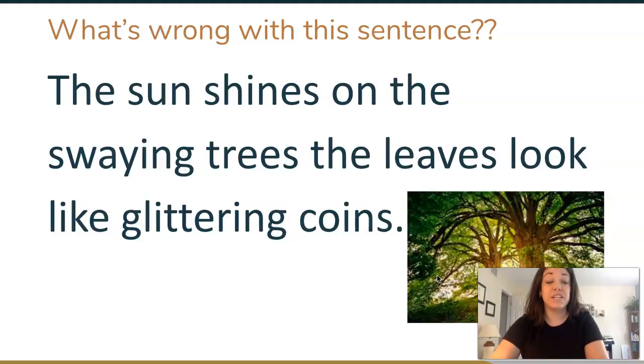If you said trees, you're right. So we should put a period after the word trees. So it should read like this. The sun shines on the swaying trees, period. The leaves look like glittering coins. That is a much better couple of sentences instead of just one run-on long sentence.